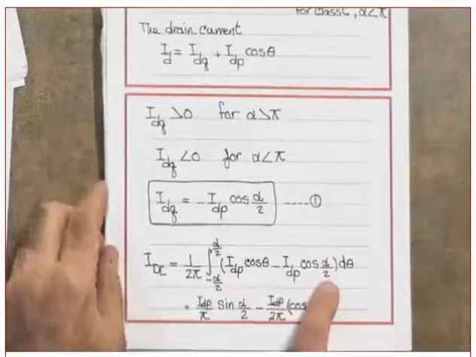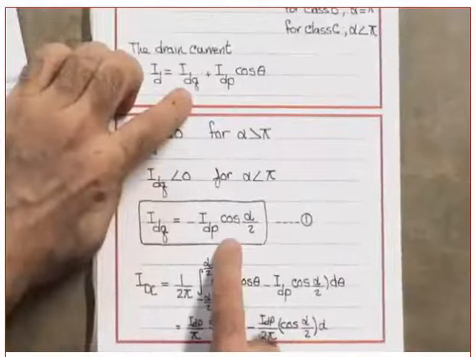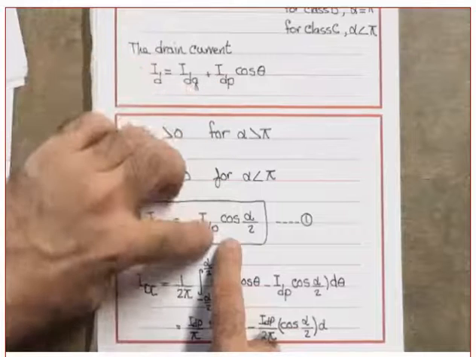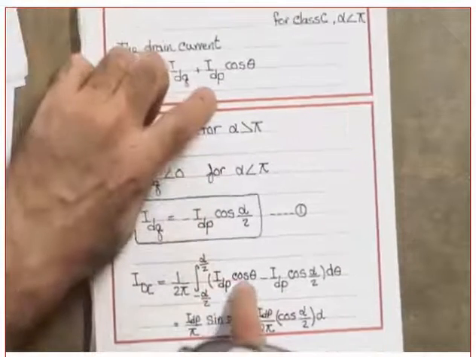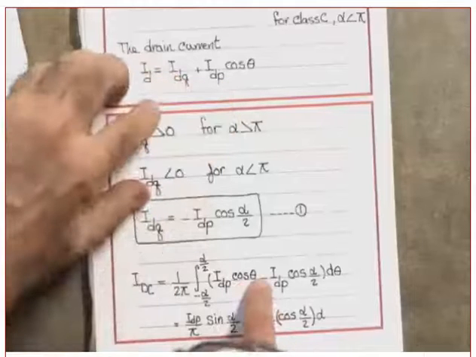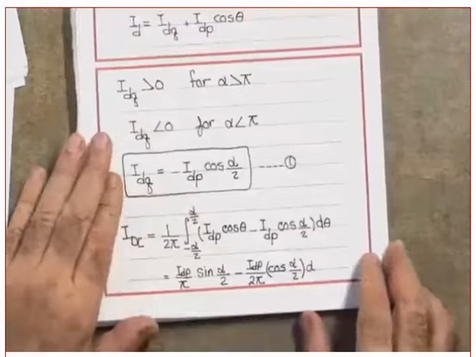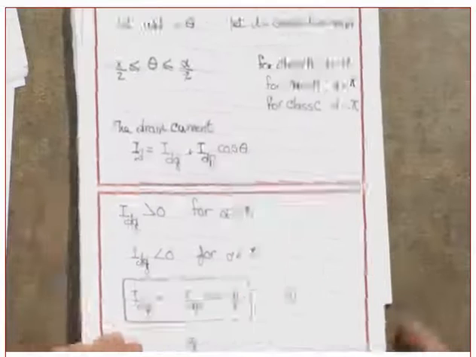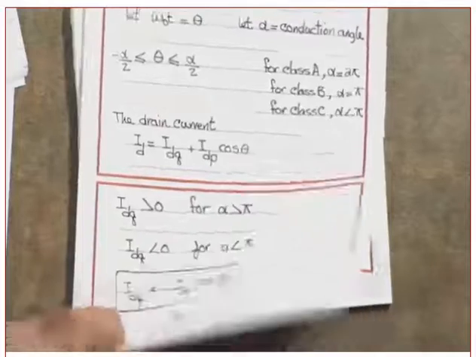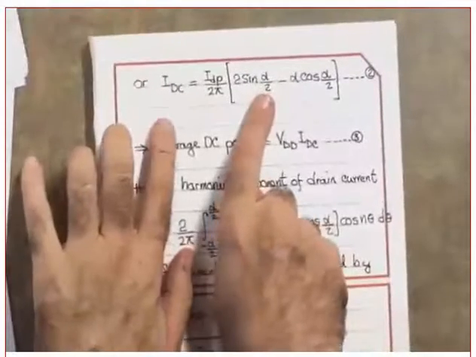Help me. Where did this term come from? In the place of this IDQ, I plugged it in here. The IDP is common, so I take it outside. What do I have here? One more time: IDP cosine theta, minus IDP cosine alpha over 2, d theta. Did you get this or not? No response. Okay. You integrate this, simplify a little bit, and you end up with this. That's the DC current. Clear?